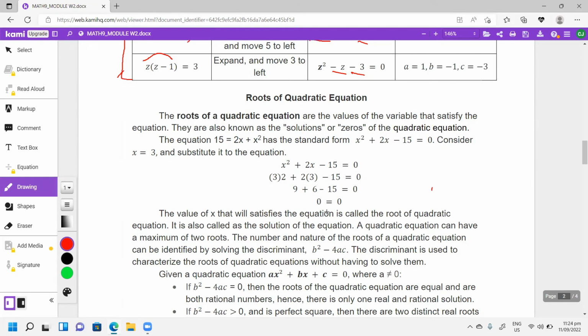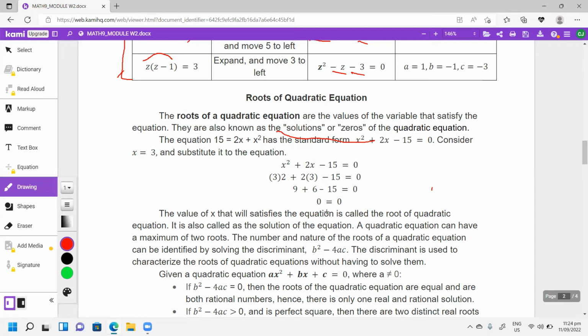Okay, let us proceed now to the roots of quadratic equation. What are the roots of quadratic equation? The roots of a quadratic equation are the values of the variable that satisfy the equation. They are also known as the solutions or zeros of the quadratic equation, the values of a certain variable for which the equation will become 0, or will satisfy the equation.